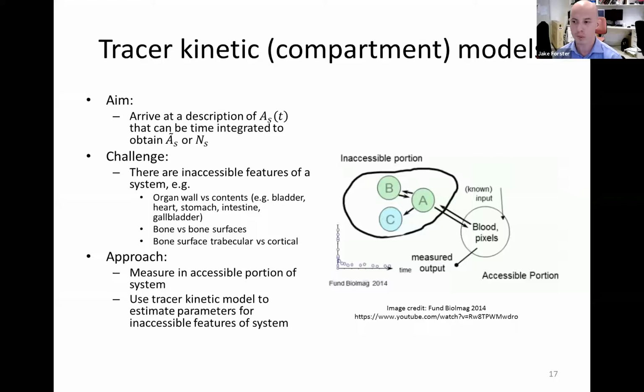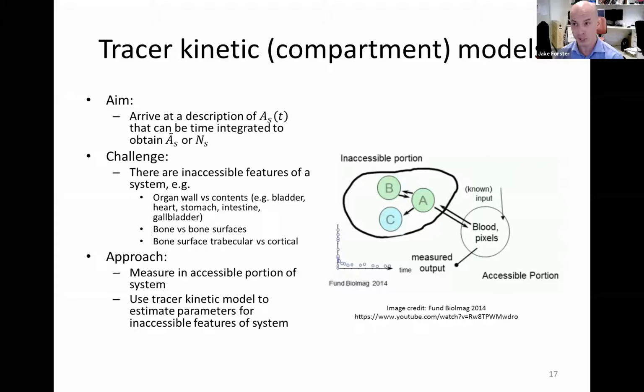But it's not clear to me, at least, how you would, in an image, distinguish between activity that's in the wall of an organ versus in the contents of an organ. Example organs for this would be the bladder, heart, stomach, intestine, and gallbladder. Similarly, how would you distinguish between activity that's in the bone matrix or on the bone surfaces on an image?